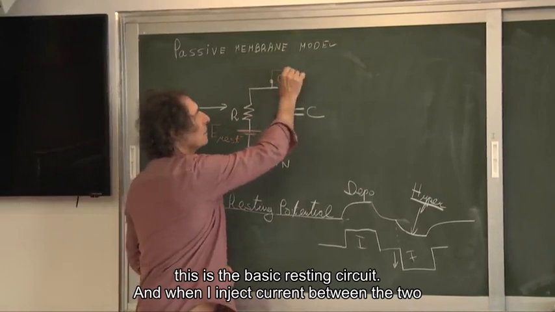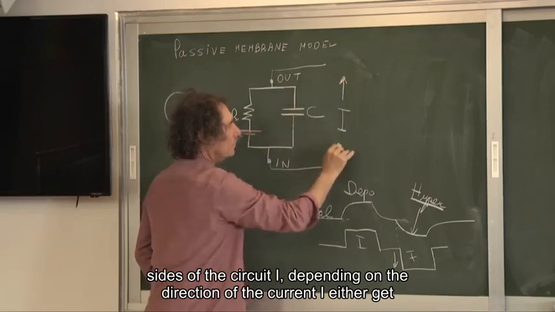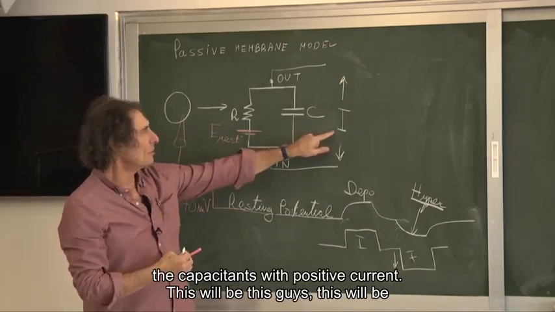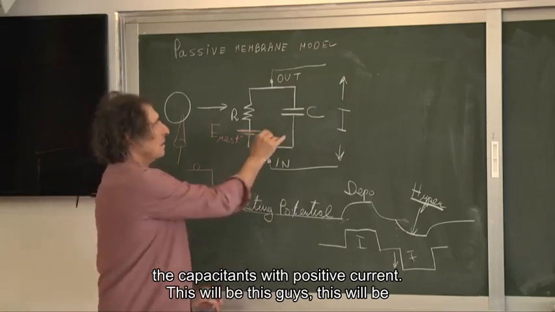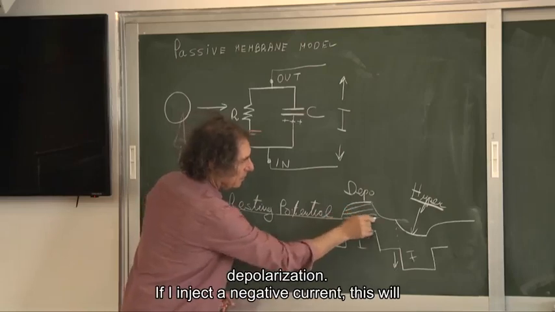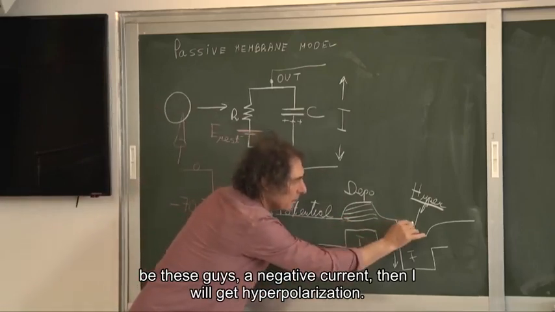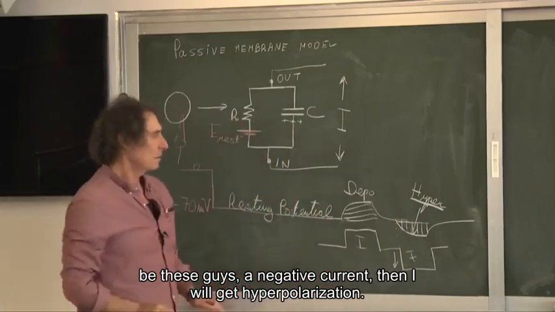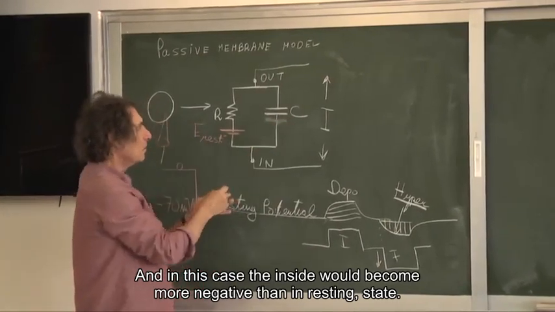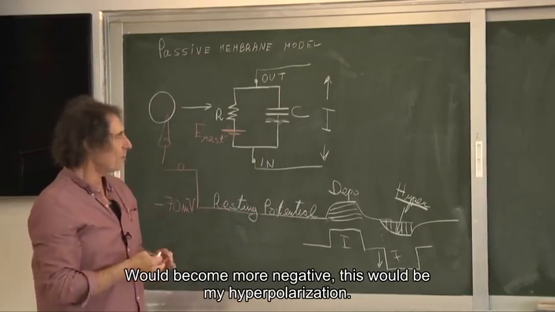And when I inject current between the two sides of this circuit, depending on the direction of the current, I either get depolarization if this current is positive, and in this case I will charge the capacitance with positive current. This will be depolarization. If I inject a negative current, then I will get hyperpolarization, and in this case the inside will become more negative than in the resting state. This will be my hyperpolarization.